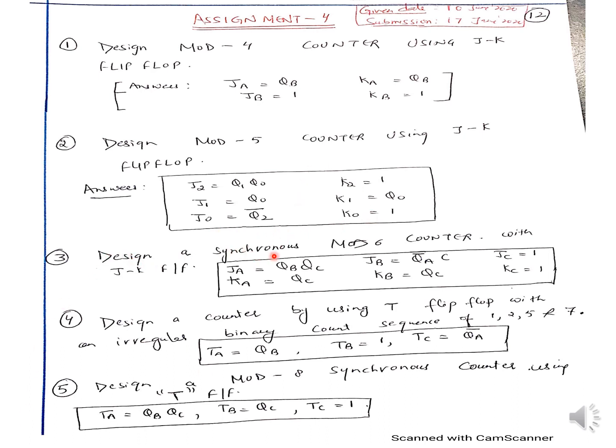Next is design a synchronous mod 6 counter with JK flip-flop. I have written here, you have to use the JK flip-flop.